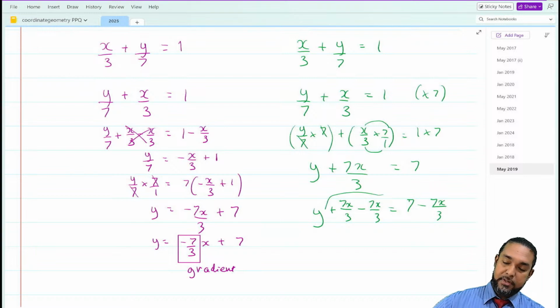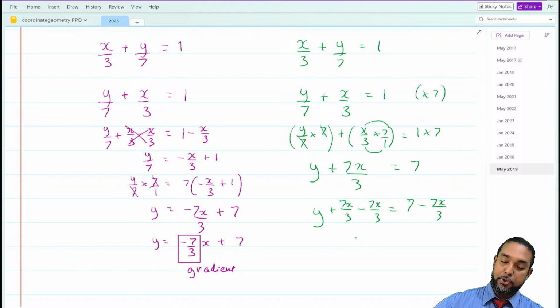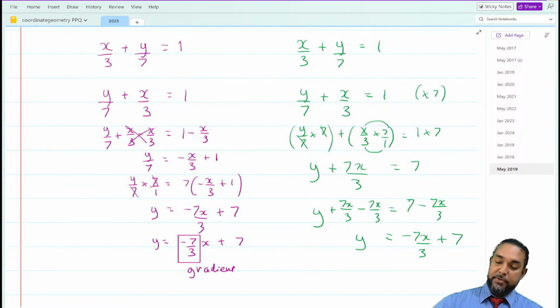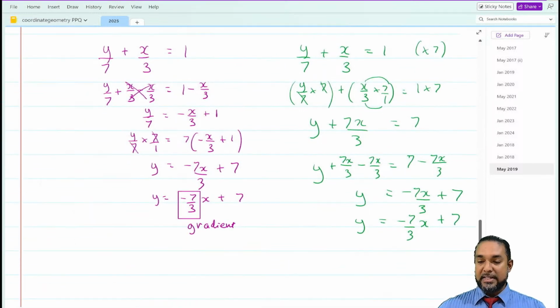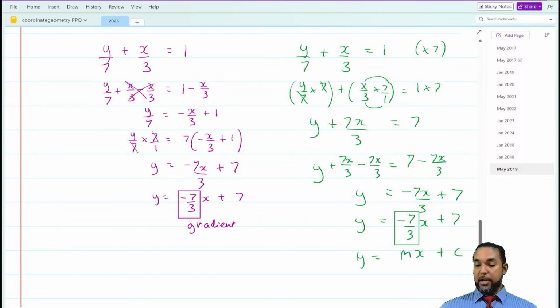Okay, so of course, here, 7x over 3 minus 7x over 3 will cancel to 0, leaving us with y. And of course, on this side now, we'll swap the items, right? Put the minus 7x over 3 first, and then last but not least, you could again separate the minus 7 over 3 from the x, like the coefficient it is, and show specifically that that is the coefficient of x when it's in the form y equal to mx plus c, where m is the gradient.